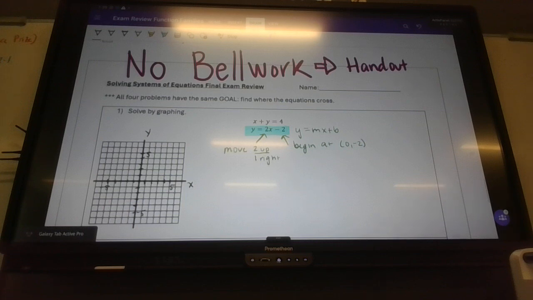Up 2 over 1. All right, that's where you begin. You begin at the ordered pair 0, -2. No, you can ignore it. The second one, we put a dot at 0, -2. Yep. And then you move up 2 over 1.